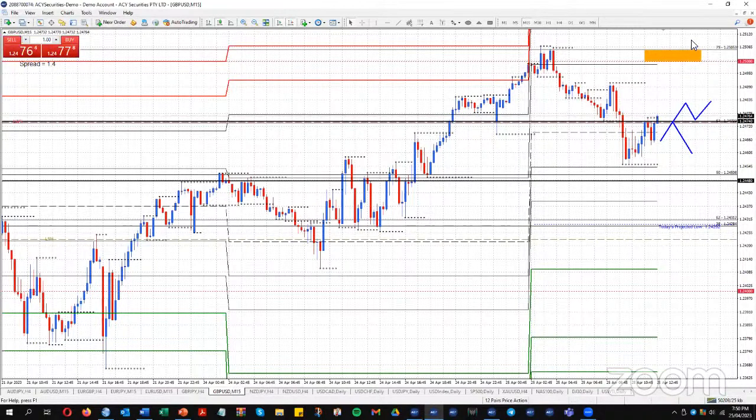As I said, my preferred level would be up here to engage. If you think we're reversing with that Gartley pattern, getting back up to the high area of the day would be where I'd like to look for an opportunity.